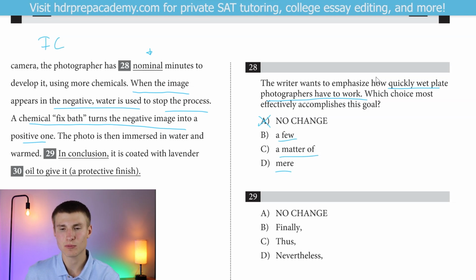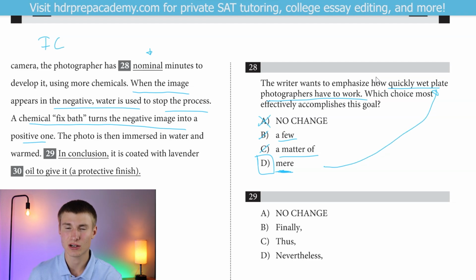Okay, if you say that someone has mere minutes to do something, it's showing the emphasis on how quickly they have to get this done because there's some deadline before something happens. Okay, saying a few or a matter of isn't focusing in on how quickly you have to get something done before a deadline. We want to make sure that we're taking that into account. And in this case, mere is ultimately what's really emphasizing how quickly the photographer has to take action. So our answer for question 28 will be answer choice D.